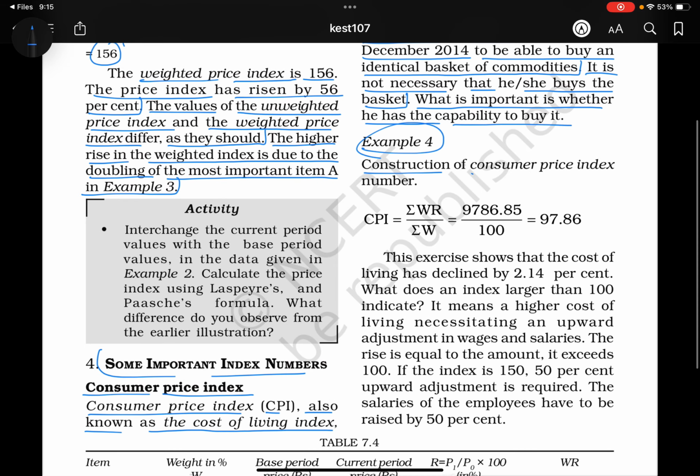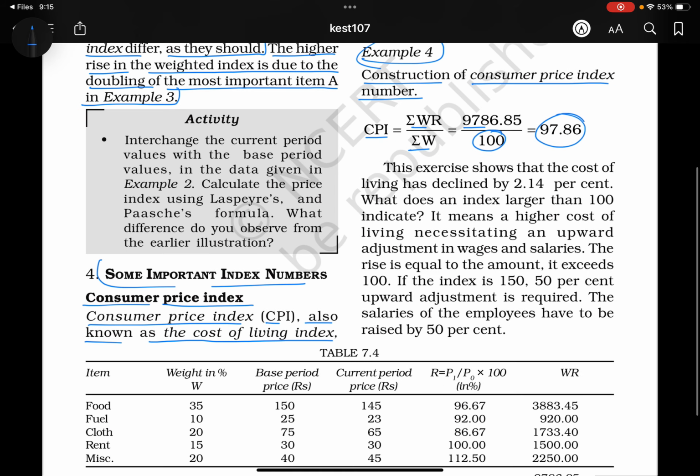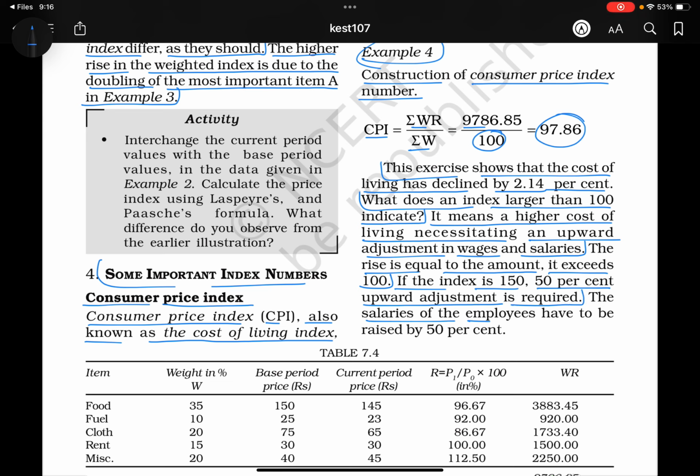Example number 4: construction of consumer price index number. CPI = sigma WR divided by sigma W, which is 9786.85 / 100 = 97.86. The exercise shows that the cost of living has declined by 2.14%. What does an index larger than 100 indicate? It means a higher cost of living necessitating an upward adjustment in wages and salaries. The rise is equal to the amount it exceeds 100. If the index is 150, 50% upward adjustment is required. The salaries of the employees have to be raised by 50%.